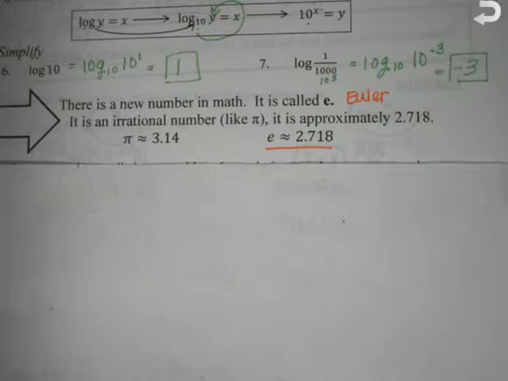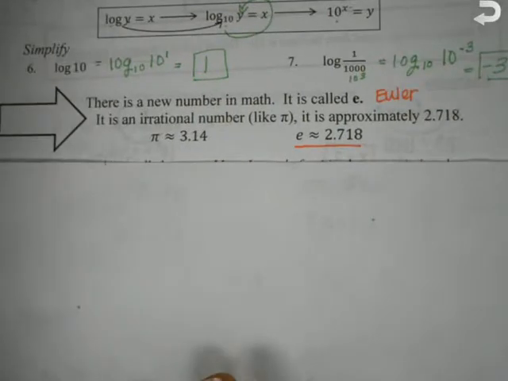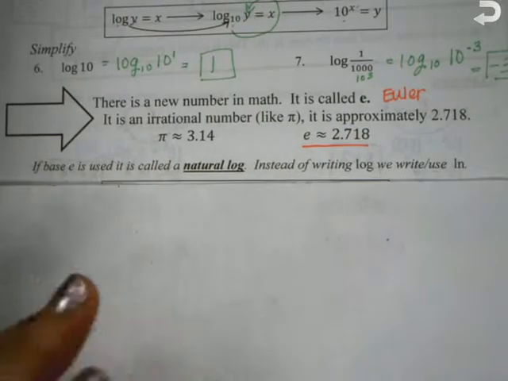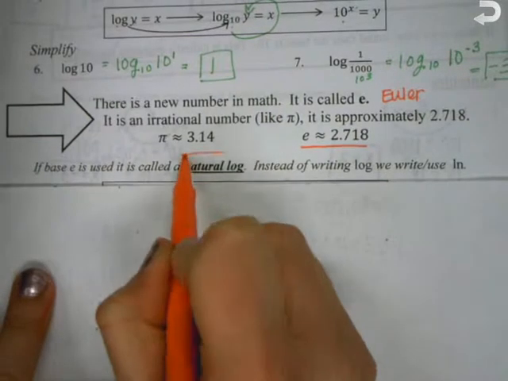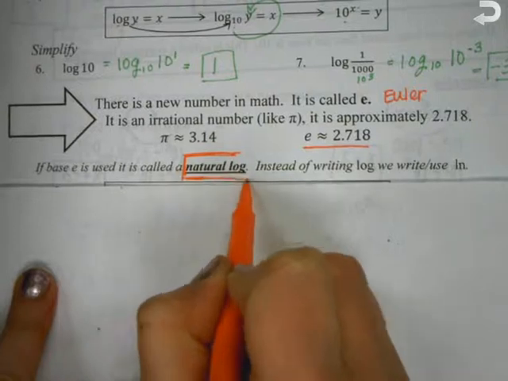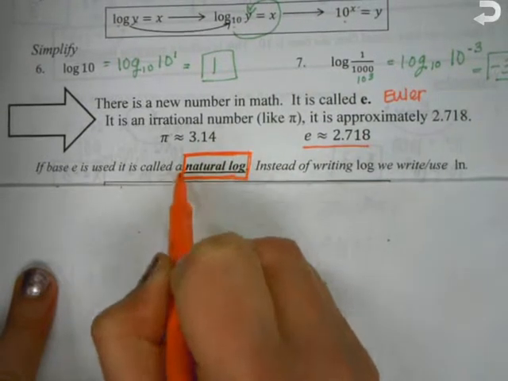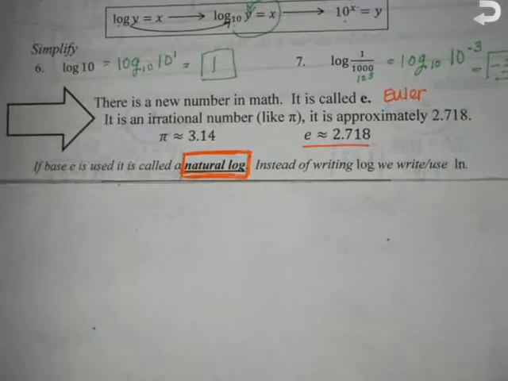work with it in Algebra 2. When we take a log with a base E, it's a special kind of log called a natural log, and what I would like you to do is just put a big box around it. It's a special log called a natural log, and instead of writing it as log base E, we use the notation ln, and that stands for natural log.